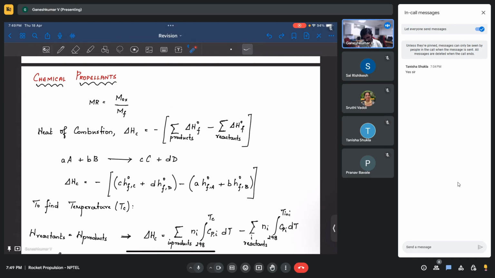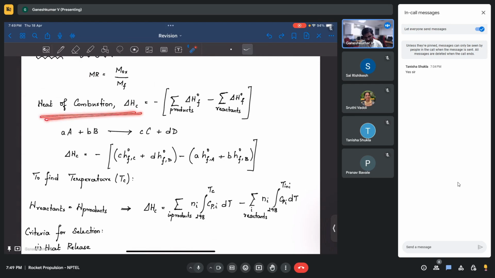So we define something called mixture ratio, which is useful in calculating this. Mixture ratio is nothing but the mass of oxidizer divided by the mass of fuel. We know that if I want to burn something, I should have an oxidizer, and I should also have a fuel, right? This fuel will react with the oxidizer and give me the combustion products, and it is going to liberate energy and reach a higher temperature. And that is what you see here.